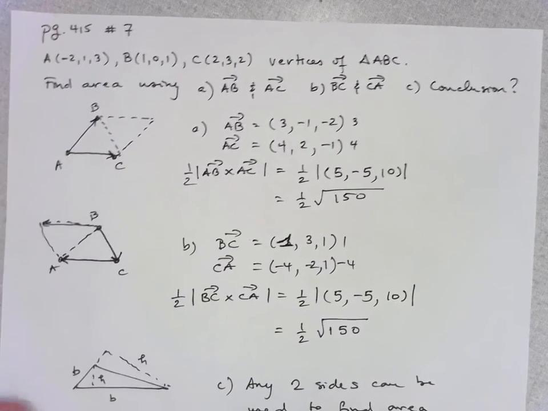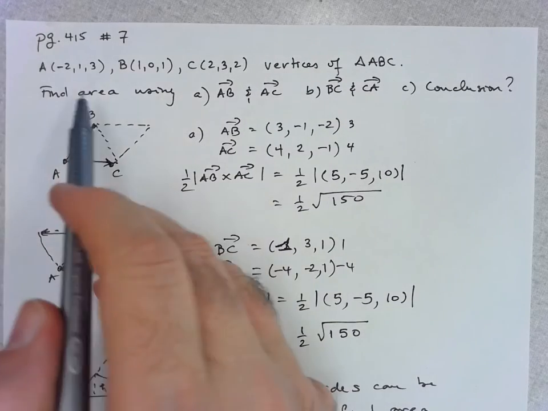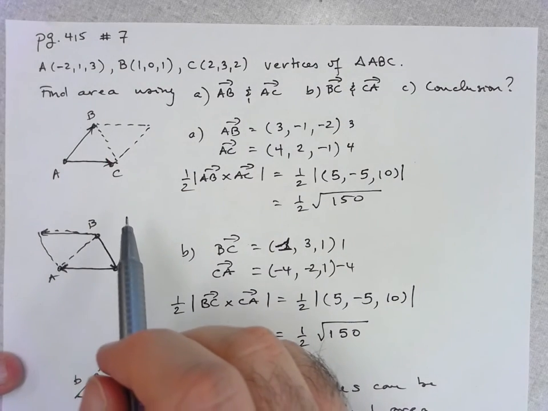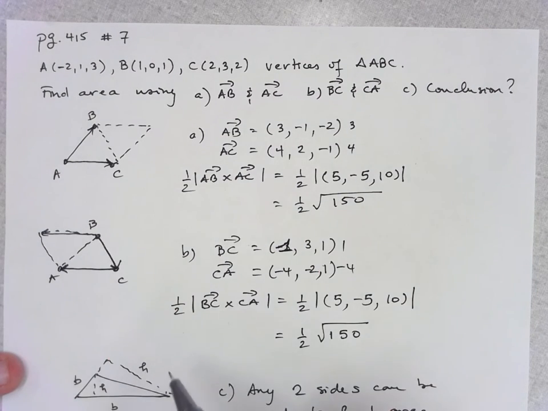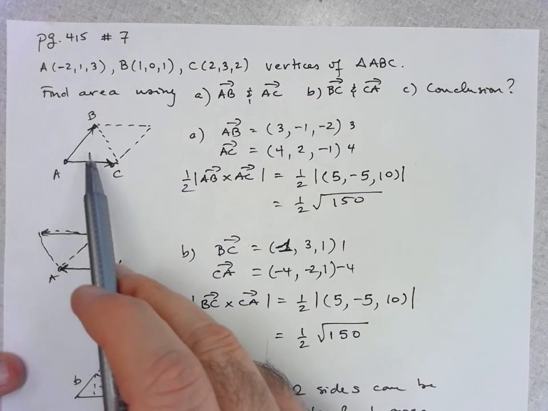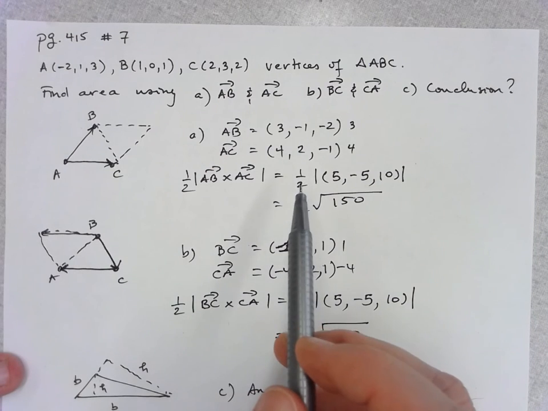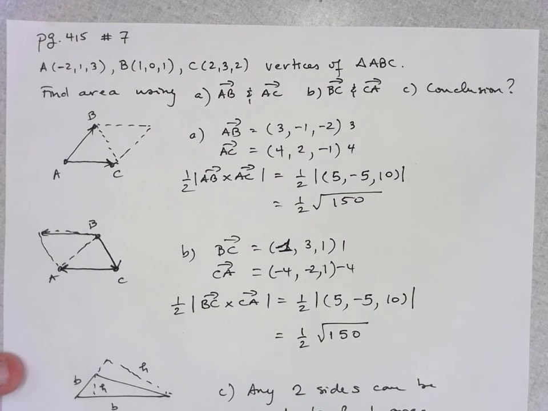Just to recap here, we were given the points, and what we need to do is take the cross product of the vectors. So we had to create our two vectors. From there, we had to find the cross product, and then since we were looking for the area of the triangle, we were taking half the magnitude of the cross product. That's it for this one.